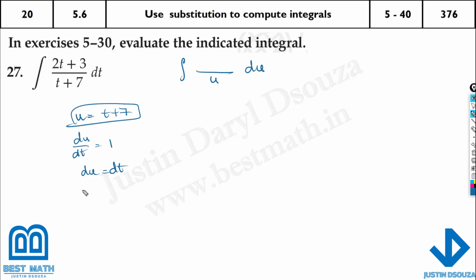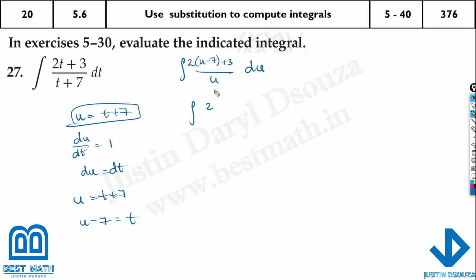Look at this assumed term, u is t plus 7. What if I tell what is t? Let me take 7 to the other side. u minus 7 is equal to t, isn't it? Now, can I substitute that over here? Instead of t, I'll take it as u minus 7 plus 3. Now everything is in terms of u. Can I solve this? Yes, absolutely.